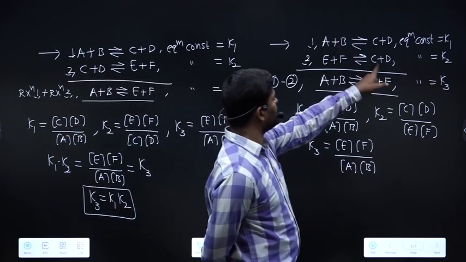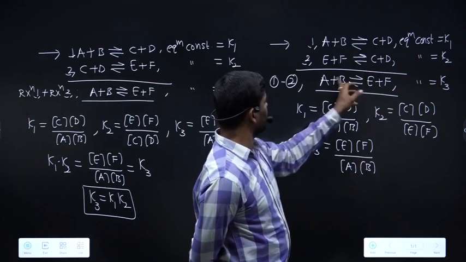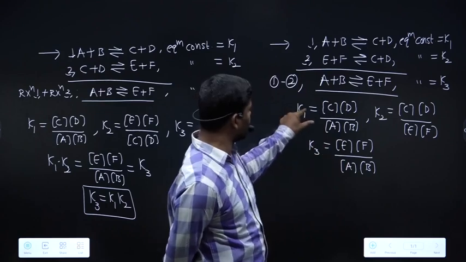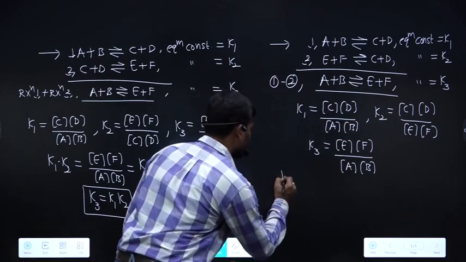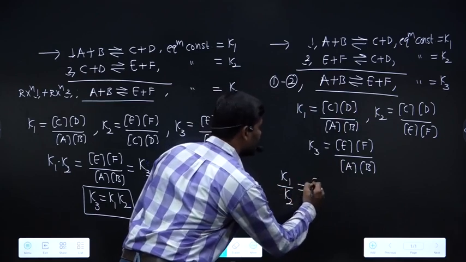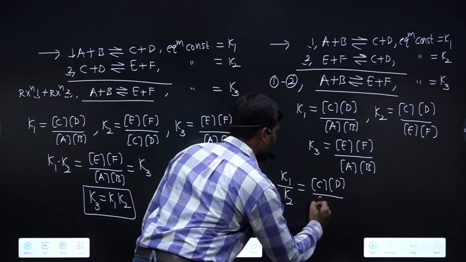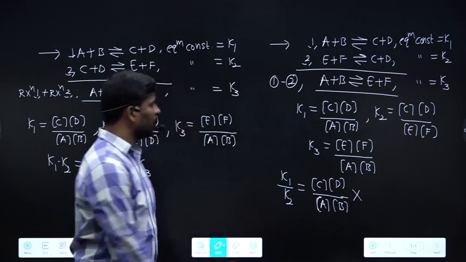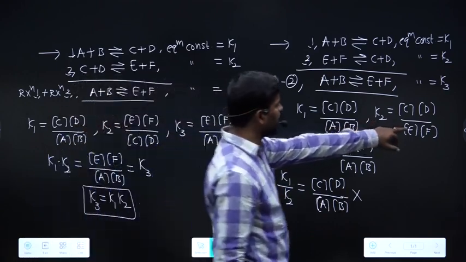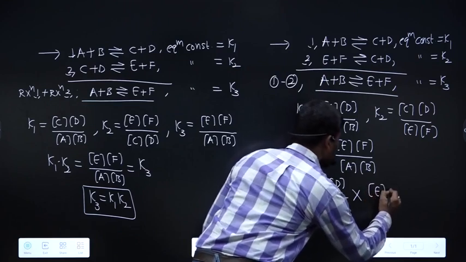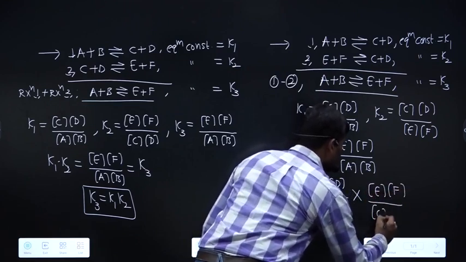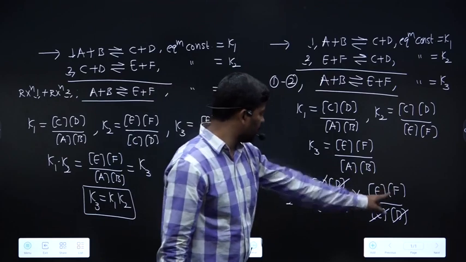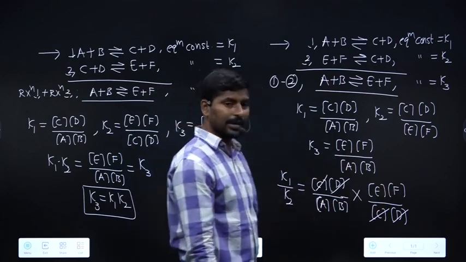Okay, K1 is CD by AB, K2 is CD by EF, and K3 is EF by AB. Now how do we get K3? If you do K1 by K2, where K1 is CD by AB and 1 by K2 means EF by CD, then CD gets cancelled. We are getting EF by AB, which is nothing but K3.